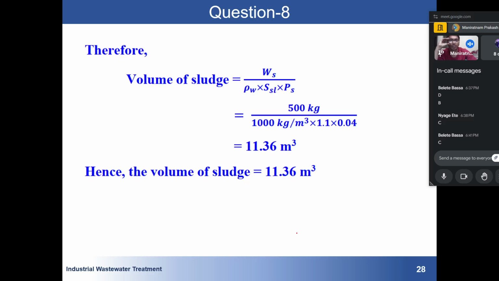So if we want to calculate the volume of the sludge, see, this is not a formula. Just don't mug up this formula. Try to understand where it comes from. We have to find the volume of the sludge. Volume can be found with the help of mass and density. We know the mass, but we don't know the density of the sludge. But the density of the sludge can be found out. We know that for our given sludge, 4% is the solid content, and the specific density of the solid is given.